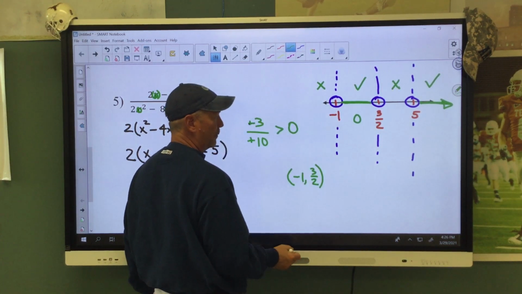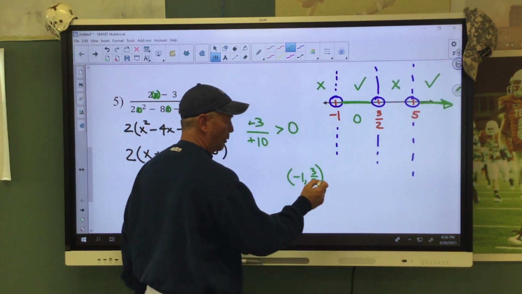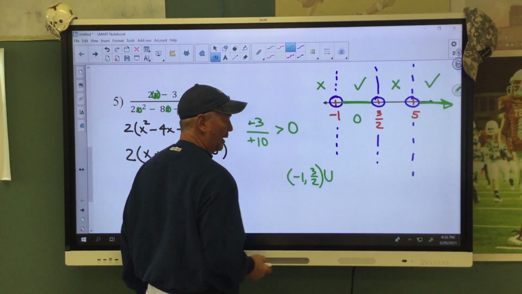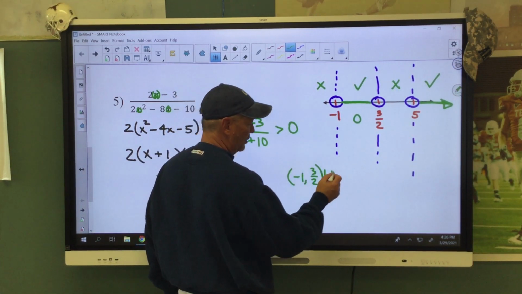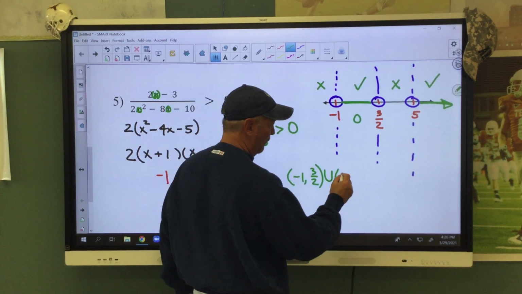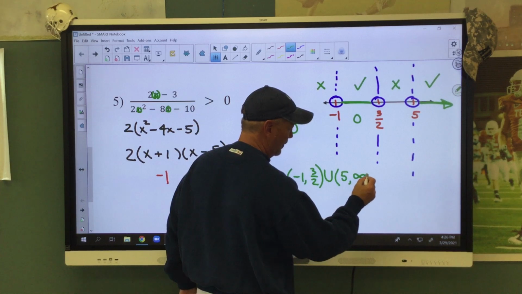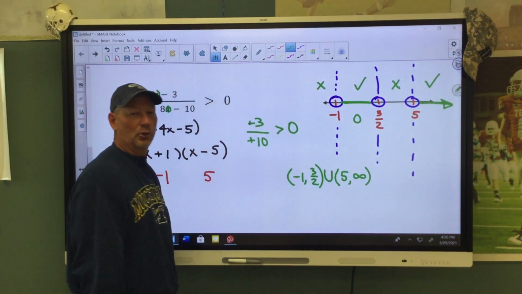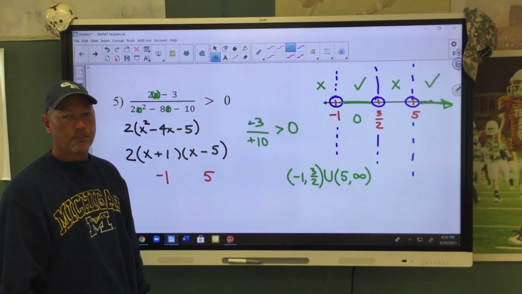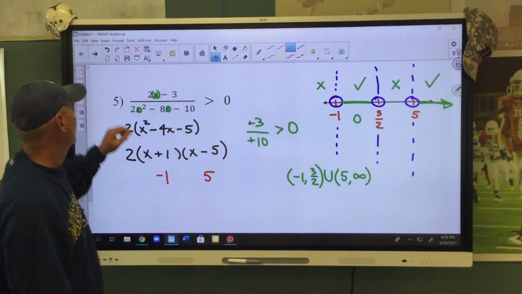Soft bracket. We have a gap, so we're going to put a U to hold the gap together. We have a soft bracket. We're going to hold 5, and we're going to go all the way to positive infinity. And there's our solution. Okay? Let's keep going.